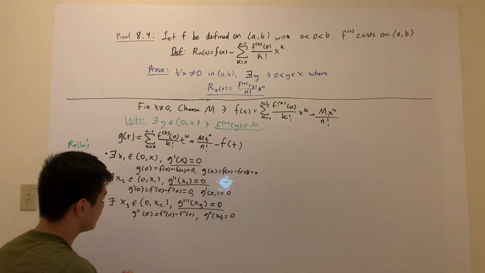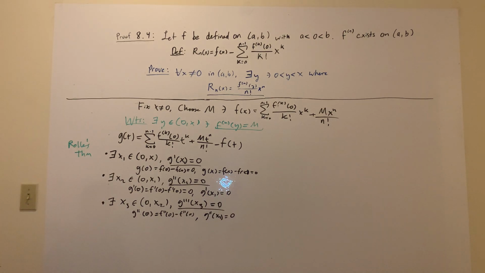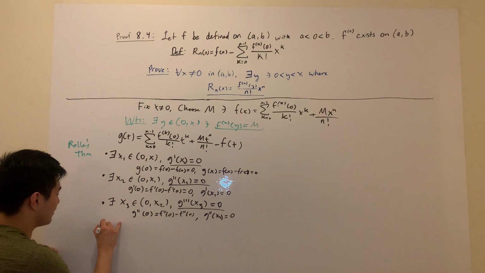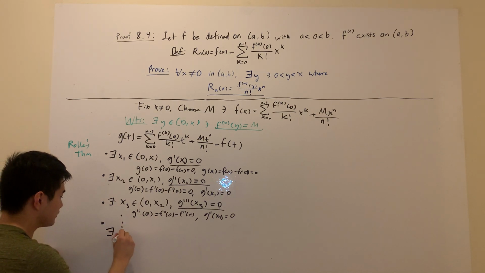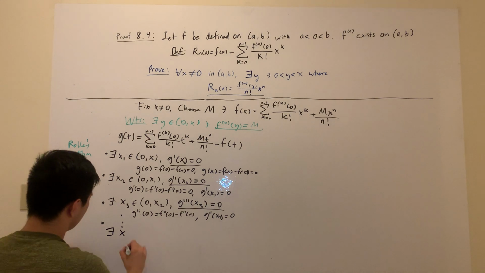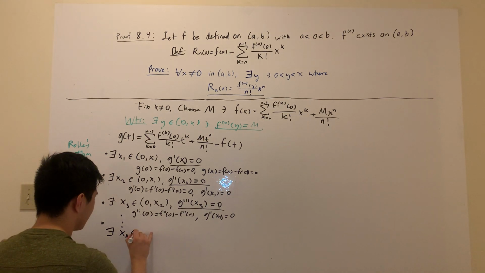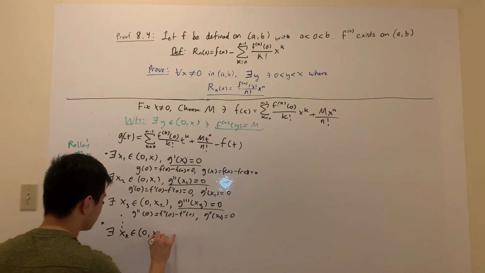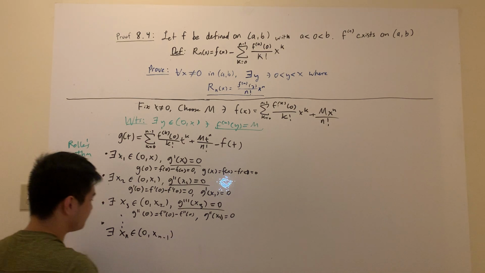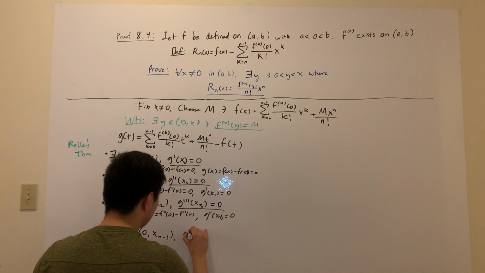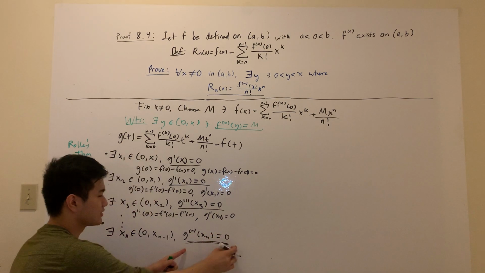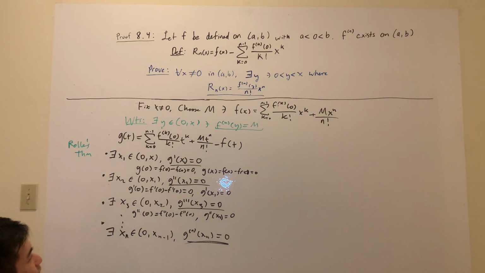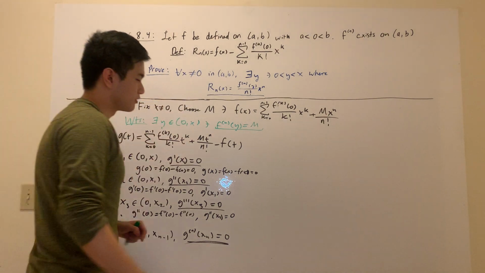Okay, so we can actually do this many times, an infinite time, up to n, such that we have an x sub n that's a part of the interval 0 to x sub n minus 1, where g to the nth derivative of x sub n equals 0. And that's going to become important in just a sec to help us prove what we're trying to show right here.